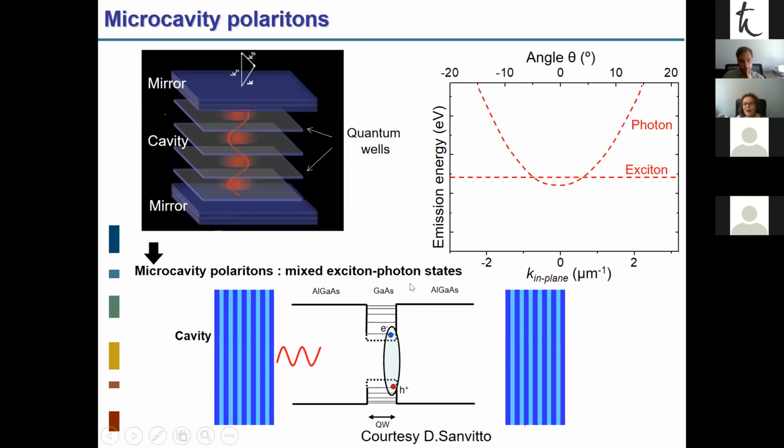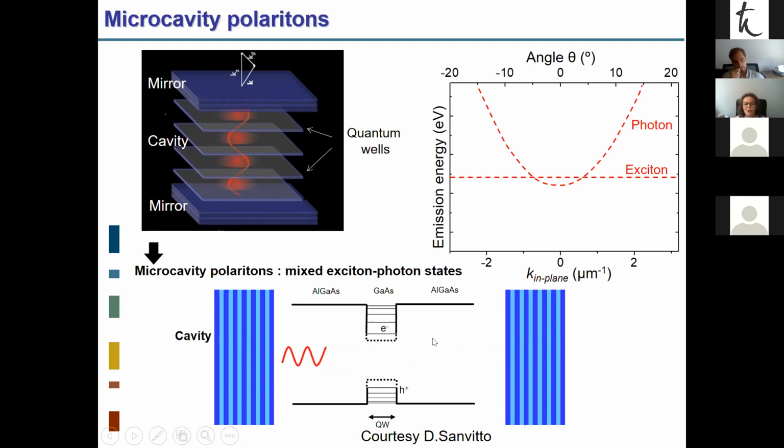Okay, so how do we fabricate such a system? We will use semiconductor microcavities. They are made of gallium arsenide or aluminum arsenide semiconductor. We grow very high reflectivity mirrors, which define a Fabry-Perot cavity with confined optical modes. And inside the cavity, we have a nonlinear medium, which is going to provide the nonlinearity, which is a quantum well, in which we can create electronic excitations, which are called excitons.